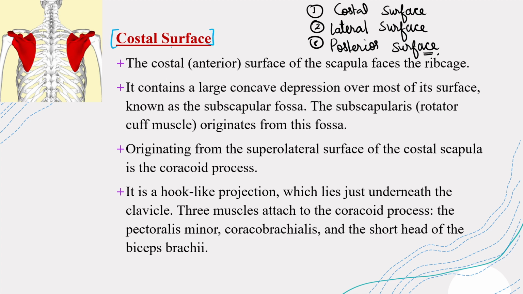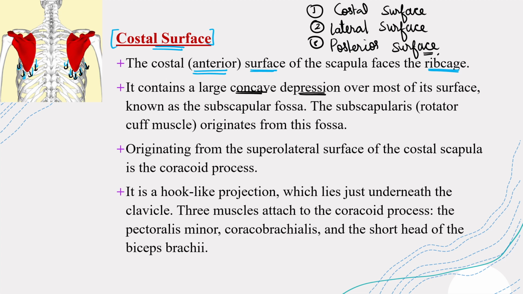What is the costal surface? The costal surface is nothing but the inferior surface. It faces your rib cage. All this particular area which faces the rib cage is your costal surface. This is your costal surface, and it contains a large concave depression.